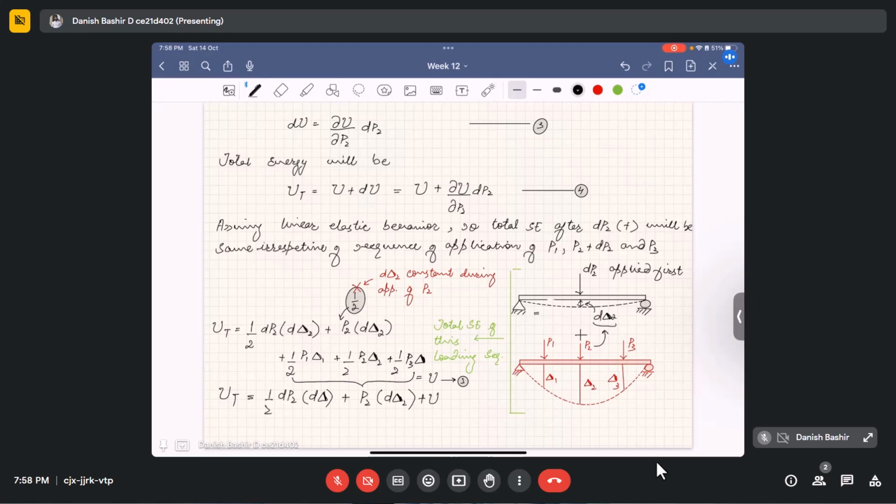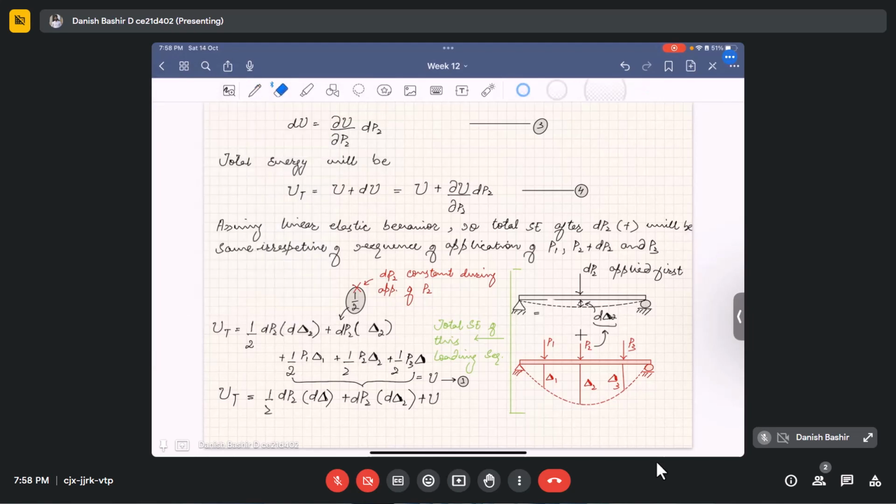Sorry, I wrote it wrong here. It is dp2 times delta 2, because dp2 is being applied. This is dp2 times the deflection that will be caused because of the application of load p2, which will be delta 2. So there will be no half factors, because dp2 remains constant during the application of p2, which causes deflection delta 2. So it will be dp2 delta 2. Sorry for the mistake.